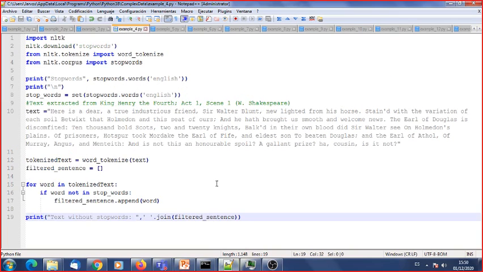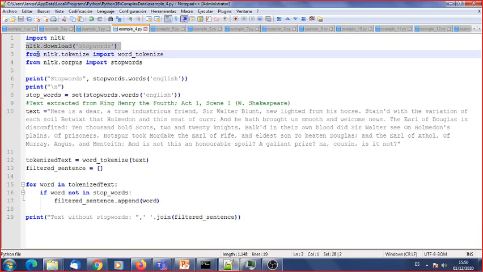So this is the fourth example. Here we are going to remove the stop words from our text. Please copy and run your example and tell me what is your output. First, you have to download the stop words with nltk.download stopwords.